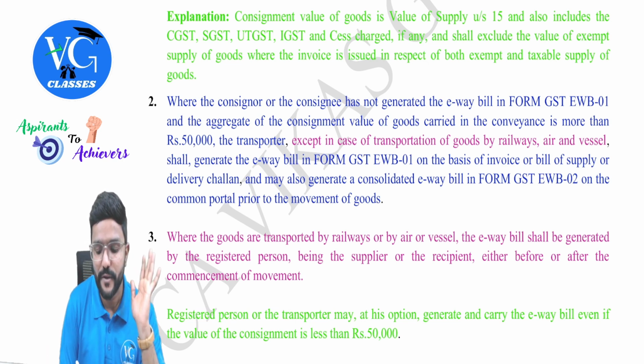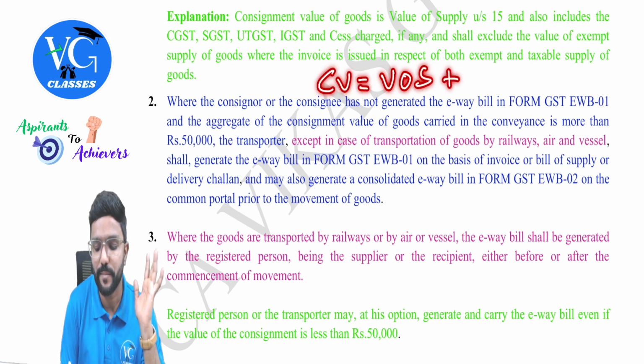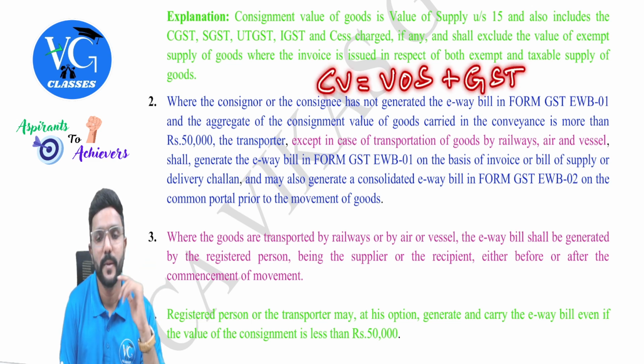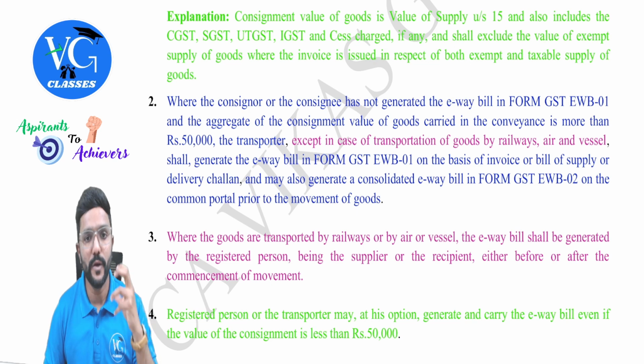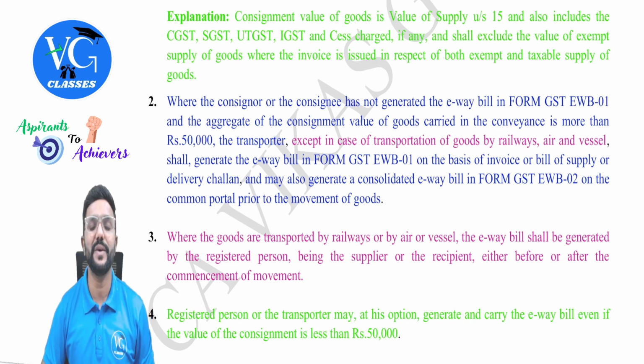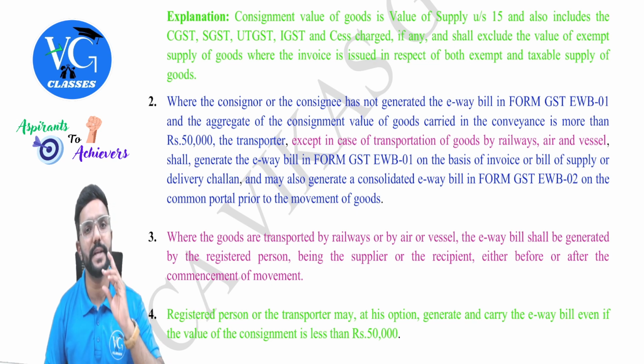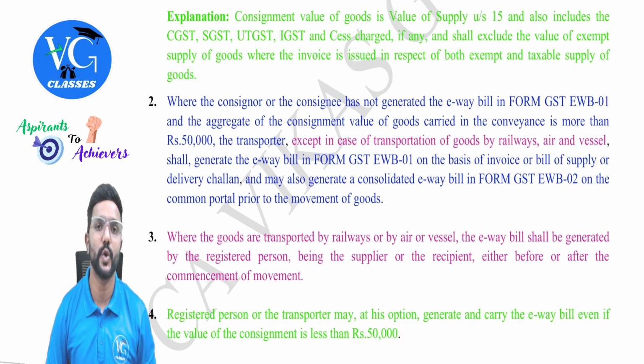Okay, so simple, guys. If you want, you can just write it like this: consignment value is equal to value of supply plus GST. But it shall exclude what? The value of exempt supply of goods where the invoice is issued in respect of both exempt as well as taxable supply of goods, guys. So that 50,000 value plus GST, we need to consider only for taxable supply of goods. Yes, sir. So just a minute.